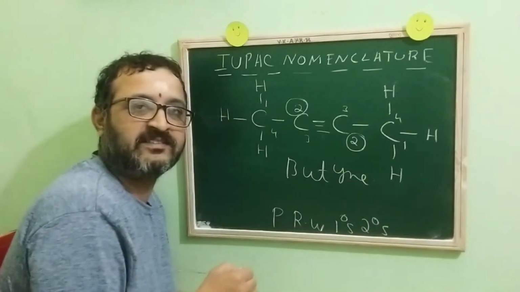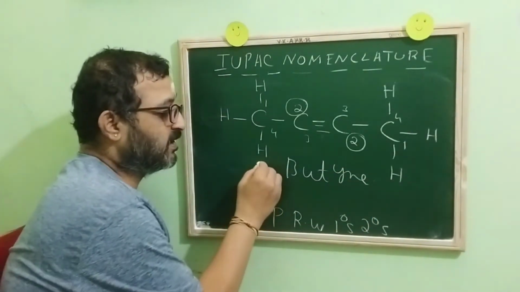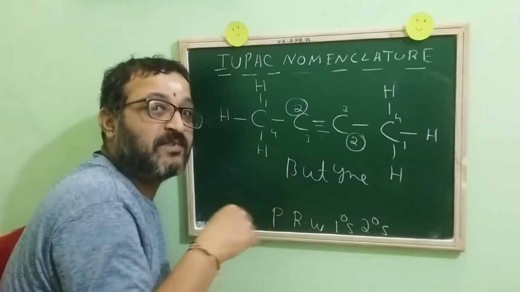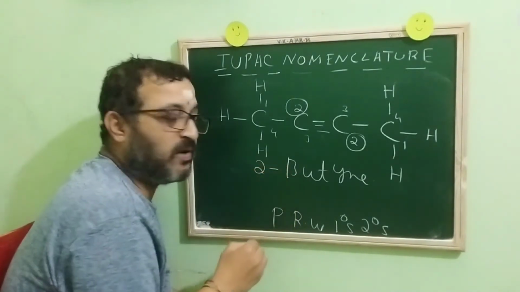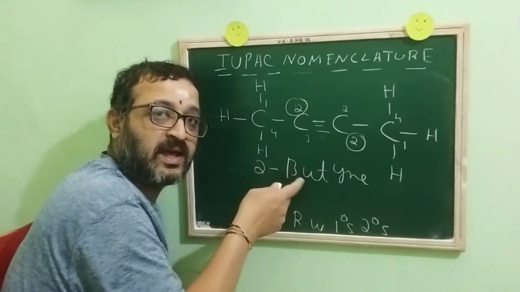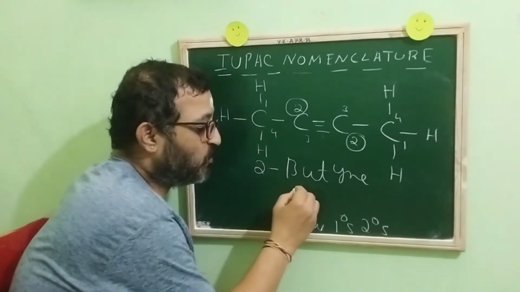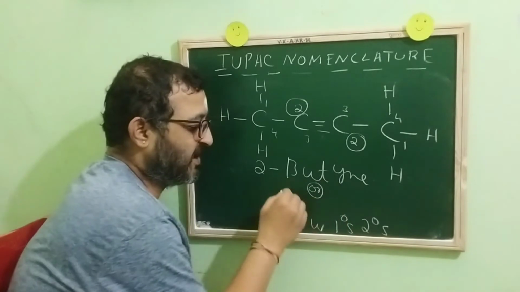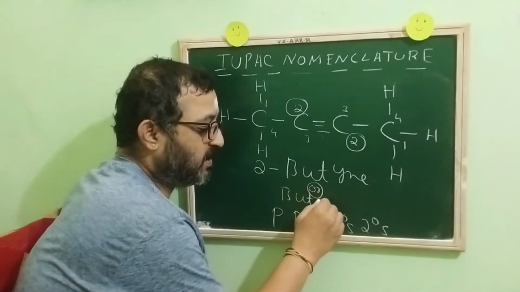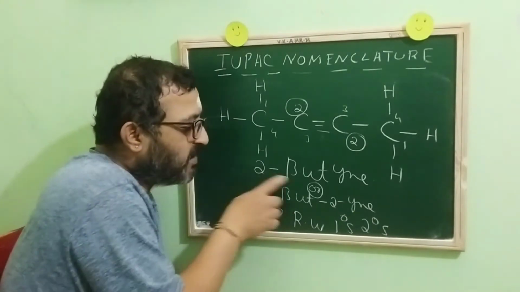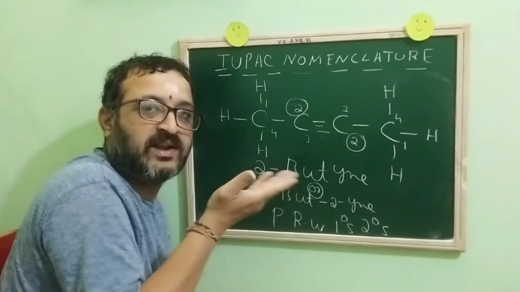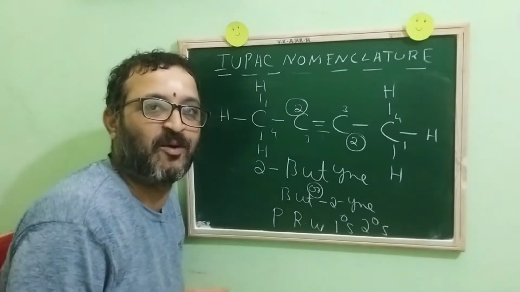Yes, it is "-yne", but we can also write one more name which I'll tell you now. First let me finish with this one. So the name of the compound is 2-butyne, or we can also write what, children? Yes, you are right: but-2-yne. Sir, what does this 2 indicate? This 2 indicates the position of what bond? Triple bond. Clear, children?